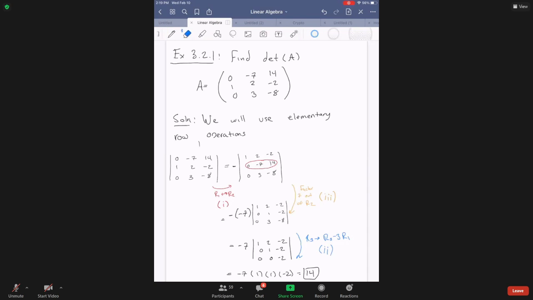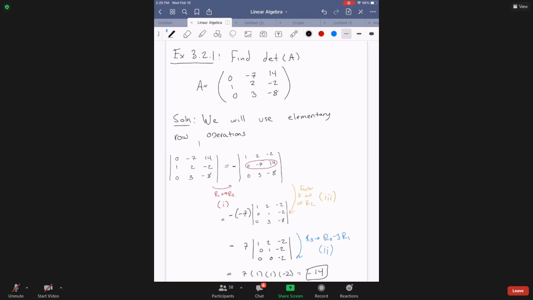So it should be just positive 7. So that should be minus 14. Yeah. So I factor out a minus 7 without realizing that I had another minus sign. But yeah, you're right. So it should be plus 7.